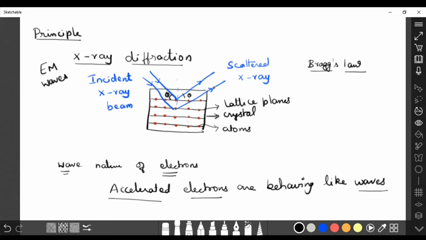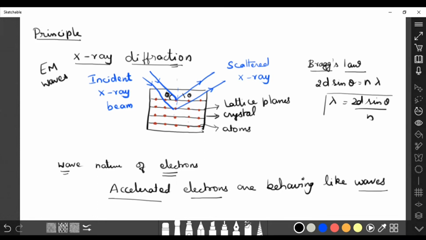To get the scattering, they followed Bragg's law. What is Bragg's law? 2d sin theta is equal to n lambda. They used this formula to get the X-ray diffraction. Here the main phenomenon is diffraction. By using this phenomenon, they got all the information about the crystal. From this we can calculate lambda. Lambda is equal to 2d sin theta divided by n, right?